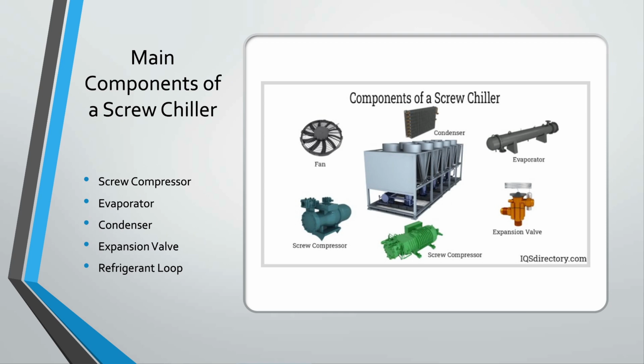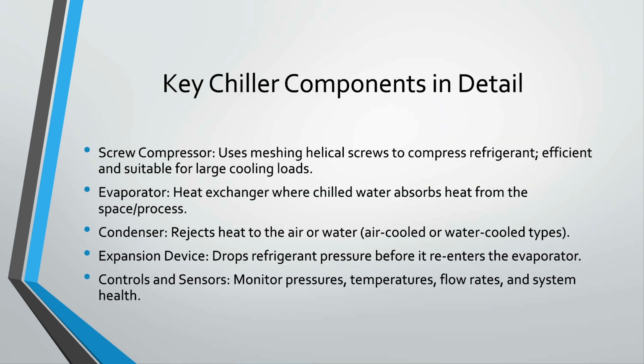The main components include the screw compressor, evaporator, condenser, expansion valve, and the refrigerant loop that connects all these parts. Let's break these down. The screw compressor handles large cooling loads efficiently. The evaporator is where chilled water absorbs heat. The condenser rejects heat to the environment. The expansion valve drops refrigerant pressure before it returns to the evaporator. Controls and sensors monitor system health and performance.